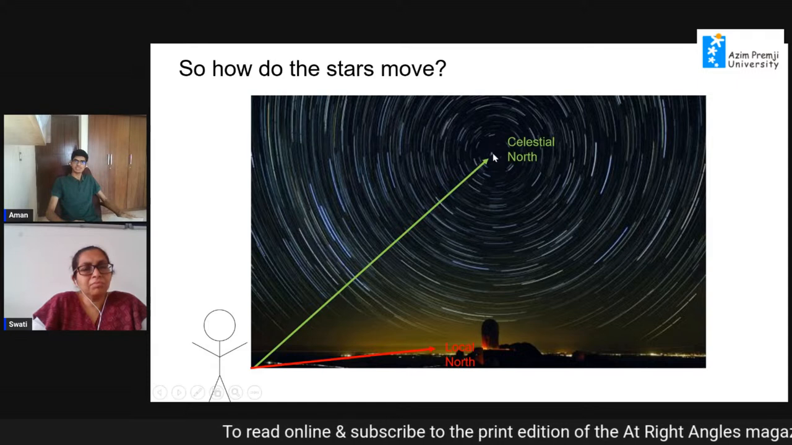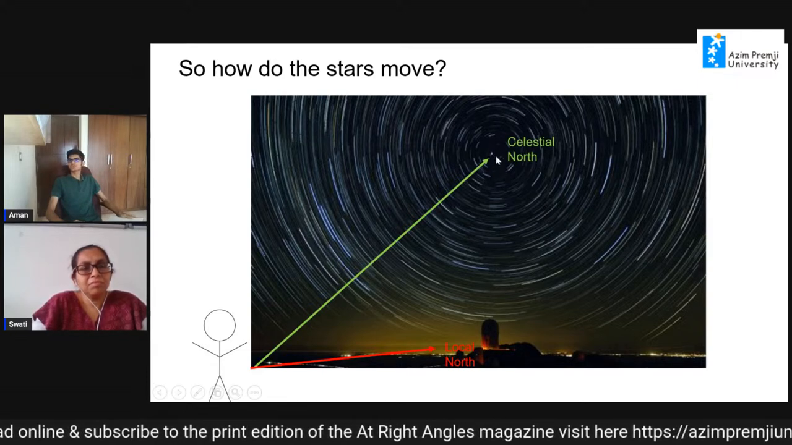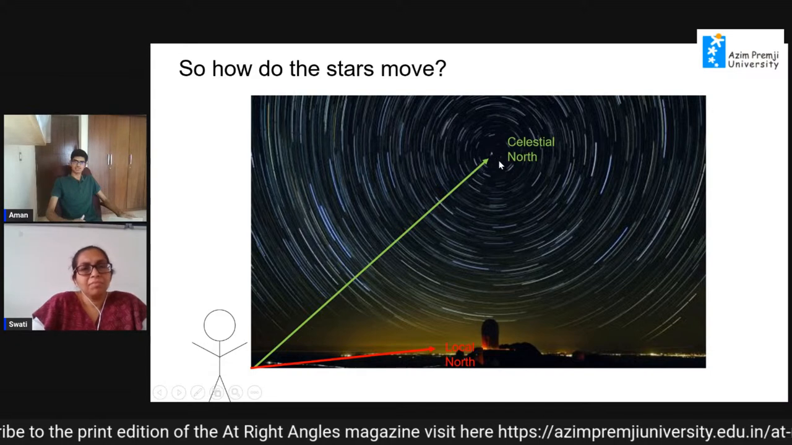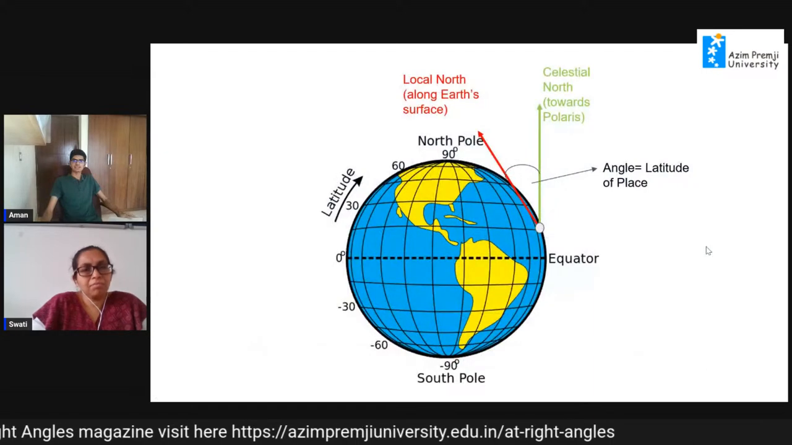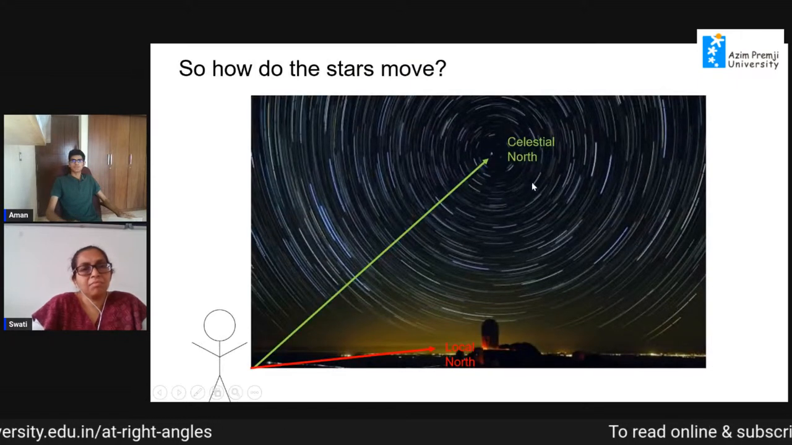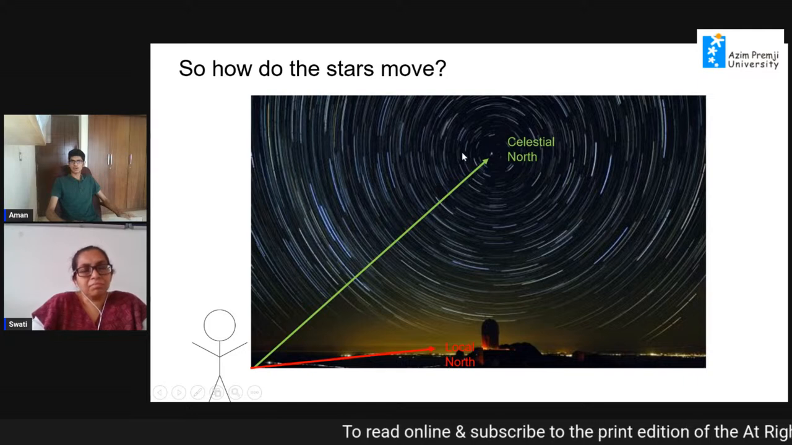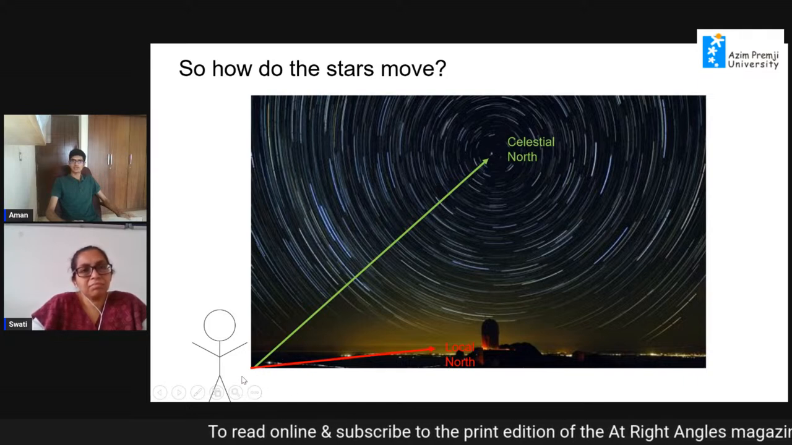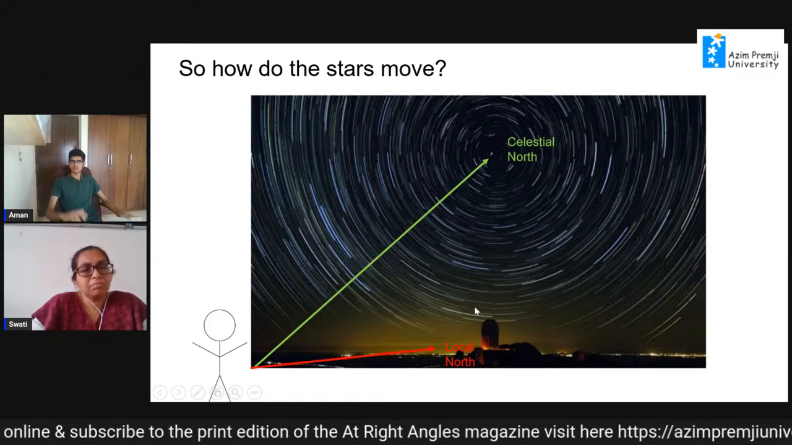So actually here in this image, you can see one star does not move at all. So that star is actually Polaris. And it's the star that's vertically above the Earth's axis. So Polaris is located in the direction of this green arrow over here. So celestial north is that fixed point in the sky that doesn't move, and local north is the direction along the Earth's surface that would take you north.